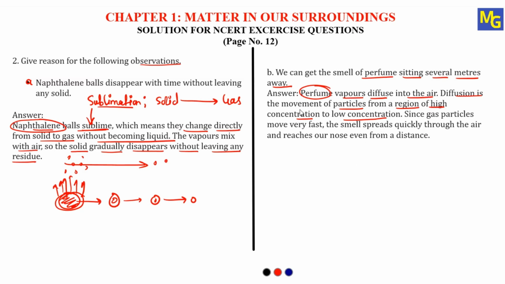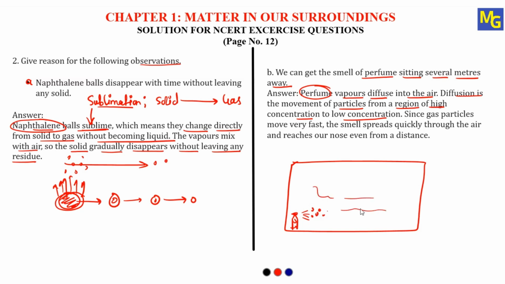Diffusion means movement of particles from higher concentration to lower. For example, imagine this is a room, and in this corner there is a perfume bottle. If you spray perfume here, all the perfume particles will get mixed into the air. Here the perfume is in high concentration, but here there is no perfume, so it is low concentration. So these perfume particles easily move from high concentration to low concentration. Since gas particles move very fast, the smell spreads quickly through the air and reaches our nose even from a distance. I hope you understood the answer to this.